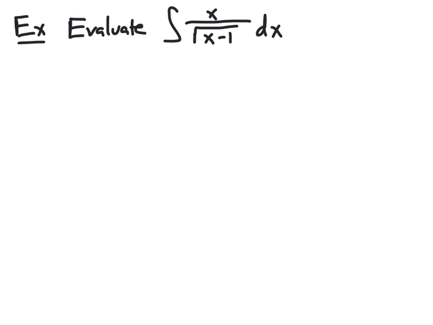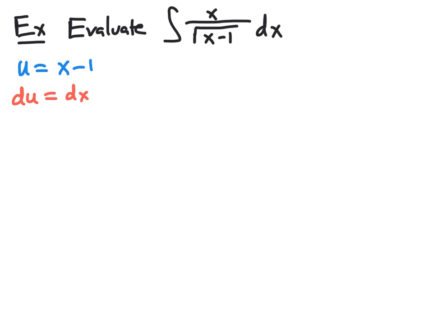In this example, we want to evaluate the integral of x over the square root of x minus 1 dx. In the denominator, we have a composition of two functions, the square root of x minus 1. This suggests that we might try a substitution where u is the inside function of that composition, x minus 1. If we try that, then we can differentiate to get that du is going to be 1 times dx, or just dx.